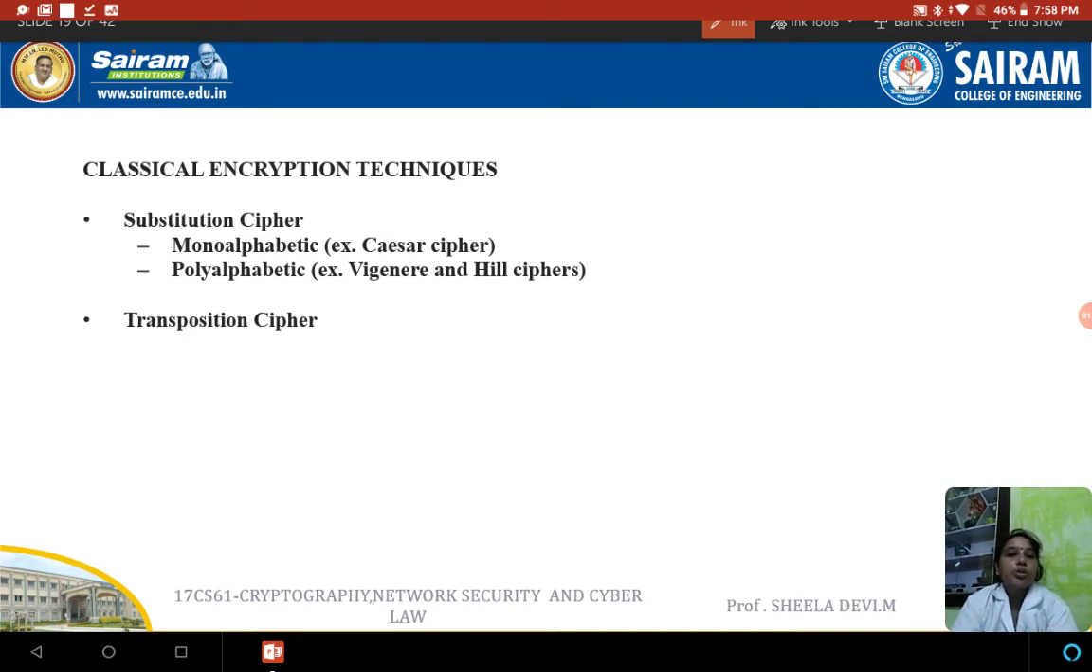If a set or group of alphabets are substituted, then it is polyalphabetic substitution. An example of monoalphabetic substitution is Caesar cipher, and of polyalphabetic substitution is Vigenère cipher, etc. And what is transposition cipher? Transposition is nothing but confusing the attacker by changing the positions of the bits.